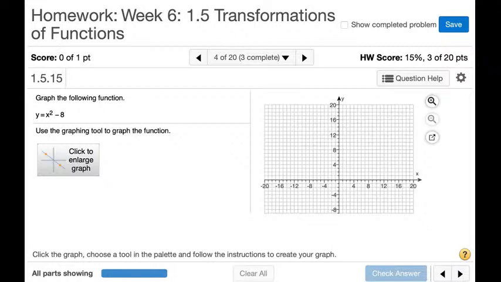So here we have a parabola. And all we did was move it down by 8. So I'm going to click here.